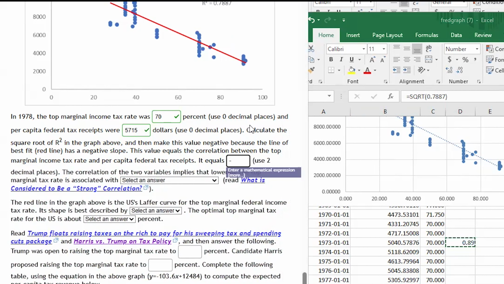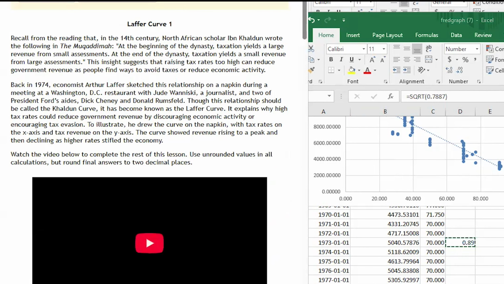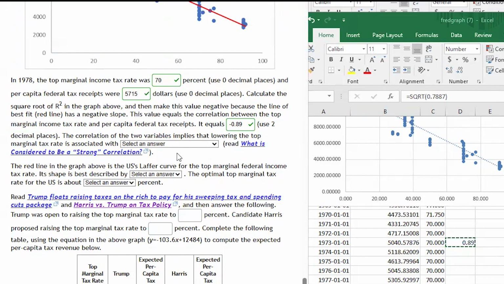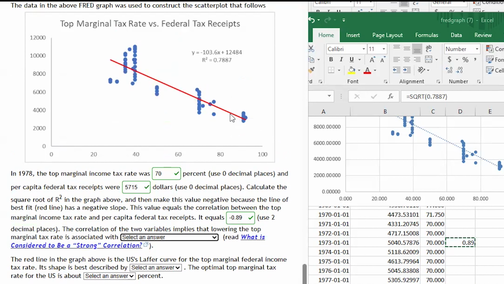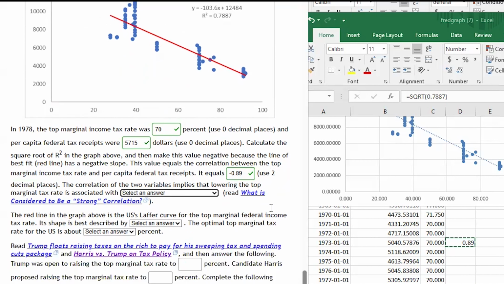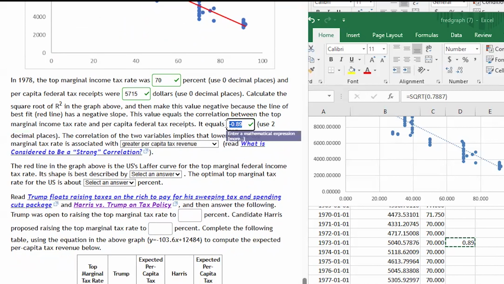So it's a negative 0.89. It's pretty close to negative 1. The correlation of the two variables implies that lowering the top marginal tax rate is associated with greater per capita income tax revenue. If we lower the top marginal tax rate, we get higher per capita tax revenues. This correlation is pretty strong. Click this article and read about it.